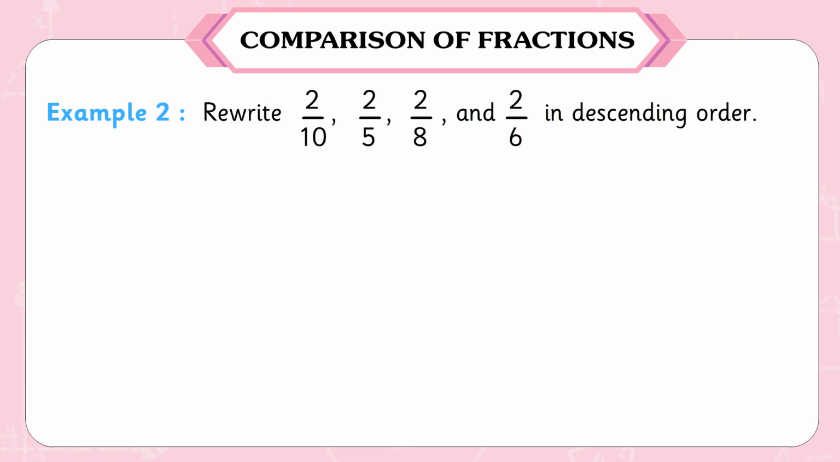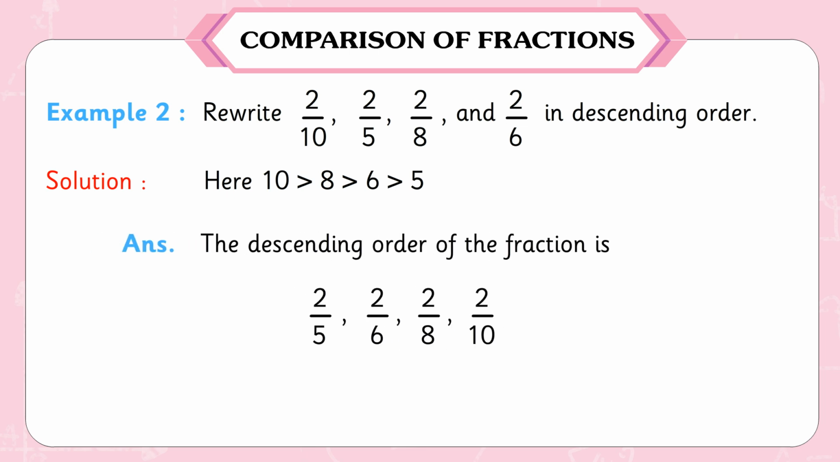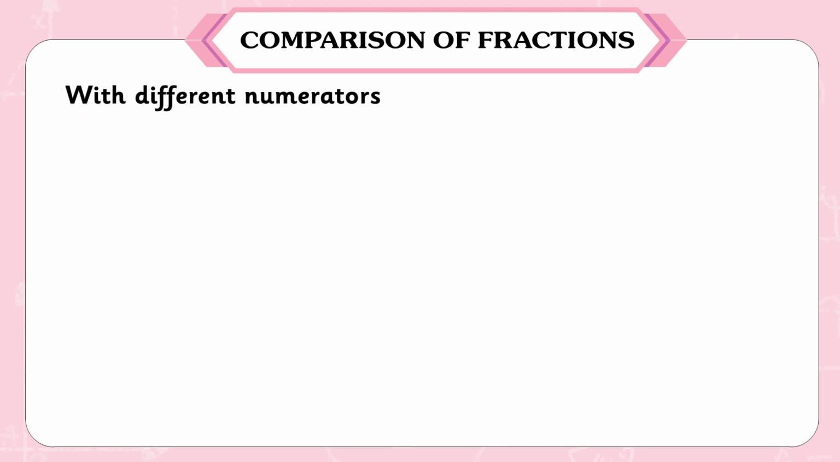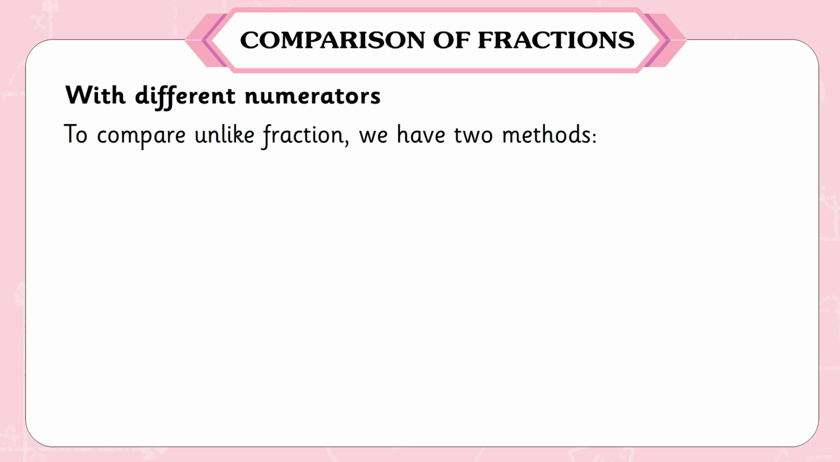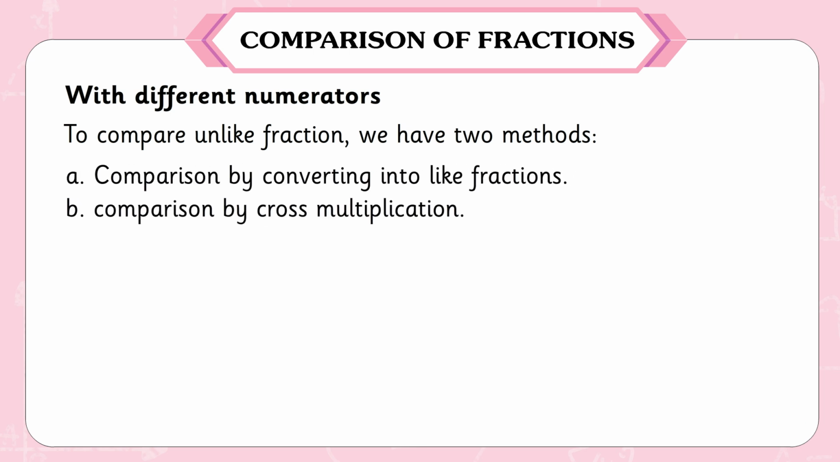Example 2. Rewrite 2 by 10, 2 by 5, 2 by 8 and 2 by 6 in descending order. Solution. Here, 10 is greater than 8, is greater than 6, is greater than 5. Answer. The descending order of the fractions is 2 by 5, 2 by 6, 2 by 8, 2 by 10. Fractions with different numerators: to compare unlike fractions, we have two methods.